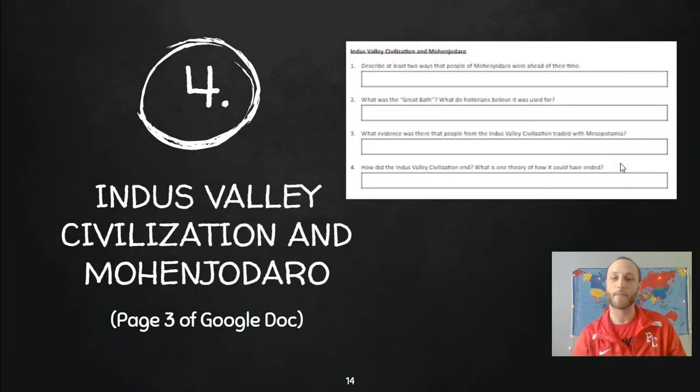And we're back into it. So this next part is going to be the top of the third page of your Google Doc. So with this page, we're going to talk a little bit more about the ancient civilization of India. And if you remember that city of Mohenjodaro that John Green talked about, and then we spent that one day looking at some artifacts and pictures from Mohenjodaro.